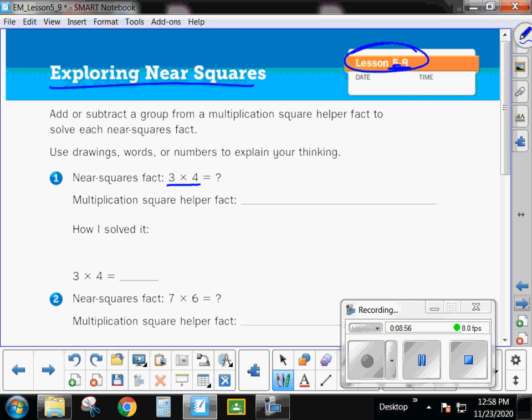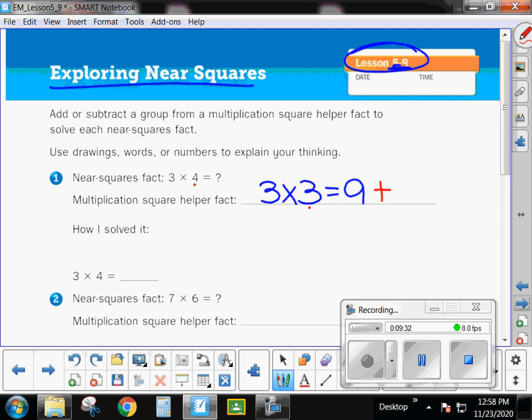Here's my near square fact, 3 times 4. I know it's near a square because the numbers are just 1 away from each other. So I'm going to pick a square helper fact. Now, again, I like to choose the smaller factor. So I'm going to make 3 times 3 my helper fact. And I easily know that 3 times 3 is what? 3 times 3 is 9. Now, 3 times 4 is going to be bigger than 3 times 3. So I need to add on to get my answer.